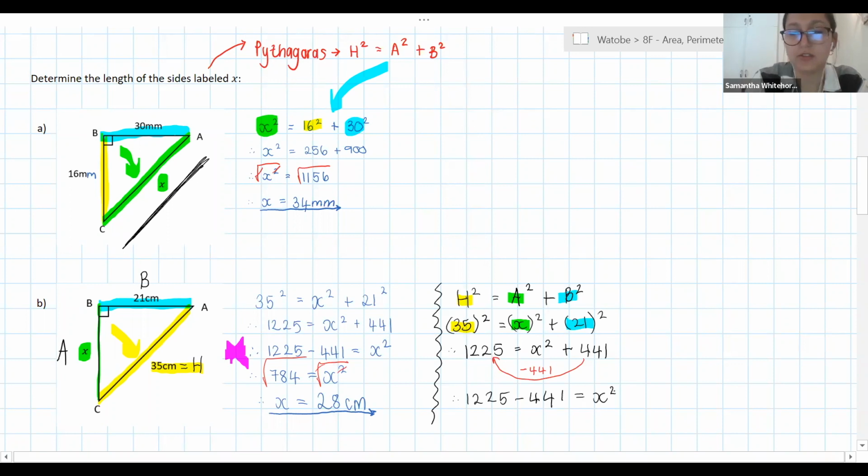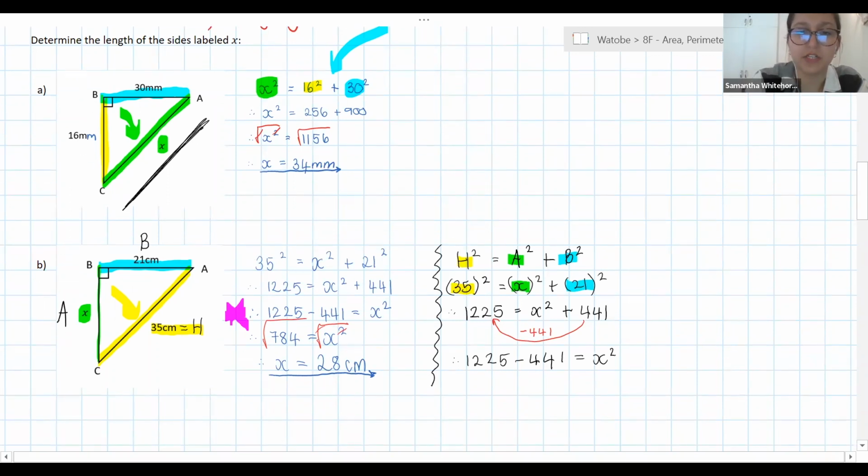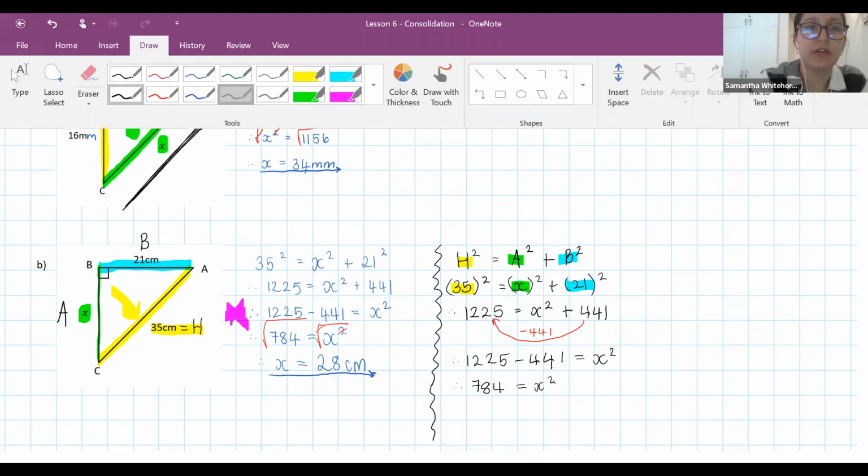No, not on the left, on the right. I don't know my left from my right. I do apologize. And if we now say 1,225 minus 441, we get 784 equals X squared. So far we're on the right track.